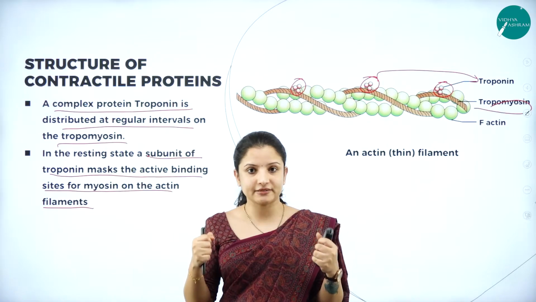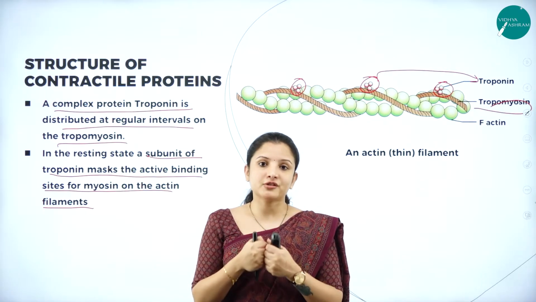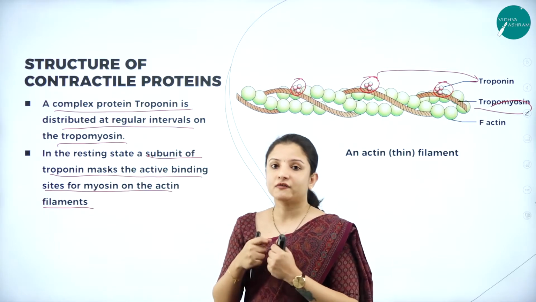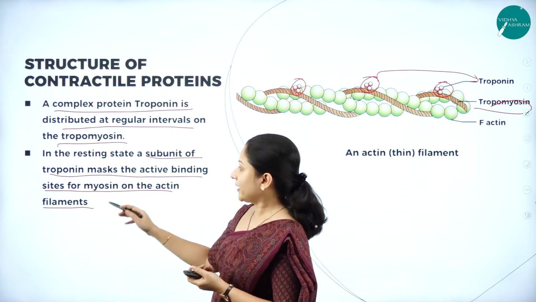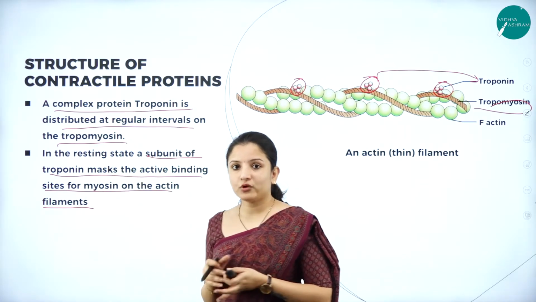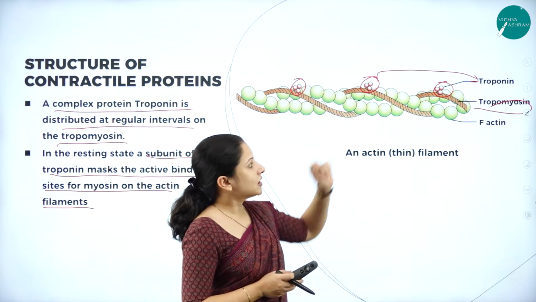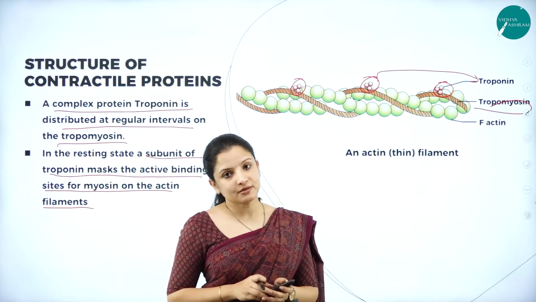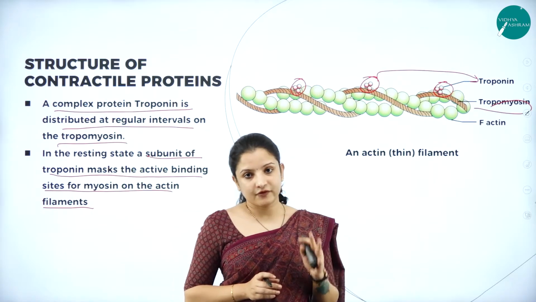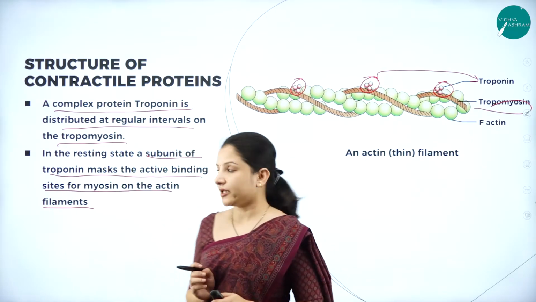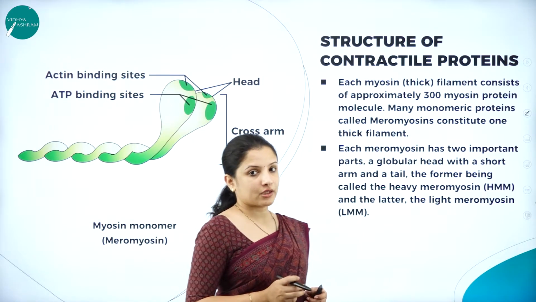That should not take place. So if relaxation has to occur, then the binding of the myosin should be avoided. That binding of the myosin is avoided when the muscles are in the resting stage by a protein called troponin, which is distributed here and there at regular intervals on the tropomyosin protein. So this is the structure of the actin filament, or the actin protein. Next, moving further, we'll study the myosin protein.